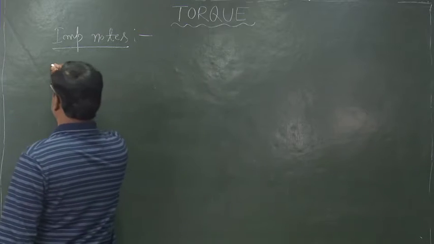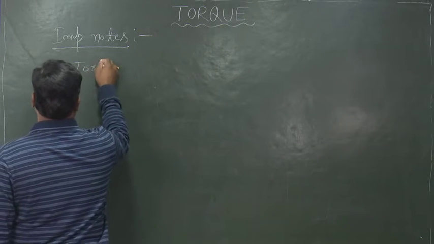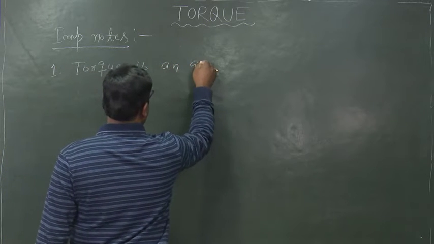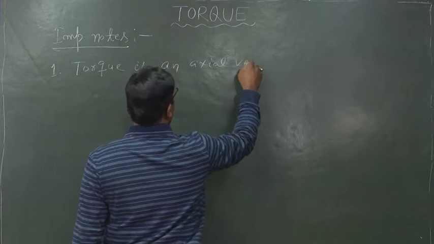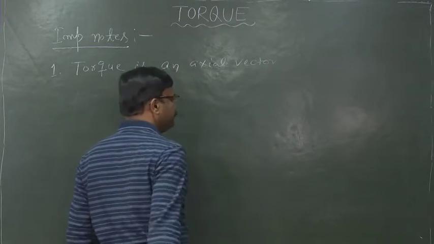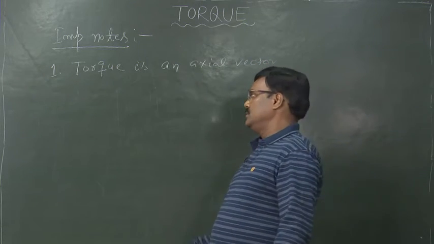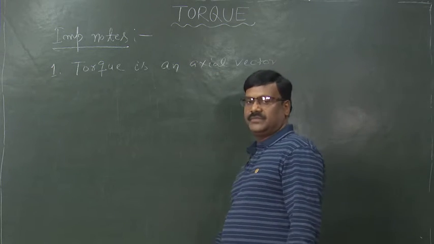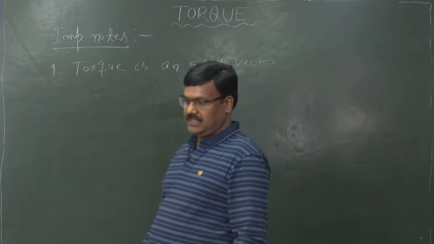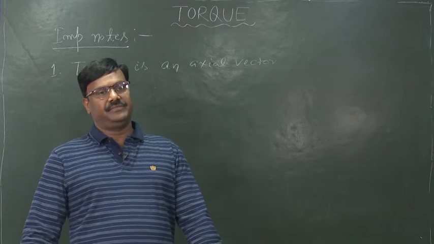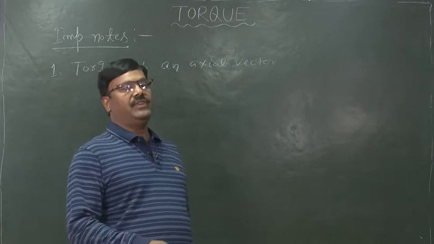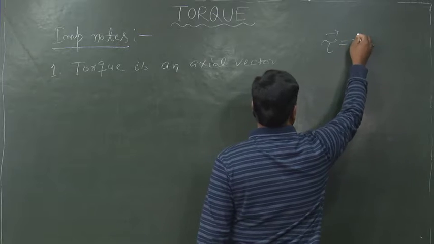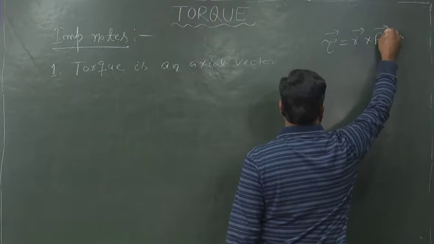Number 1, torque is an axial vector, because it is associated with the axis of rotation. Since it is a vector quantity, what about its direction? We know tau vector is equal to R vector cross F vector.